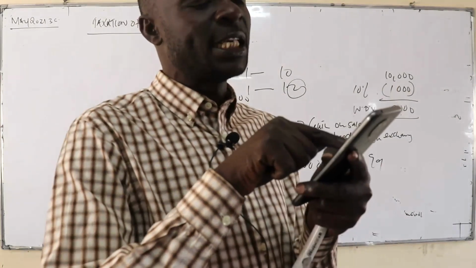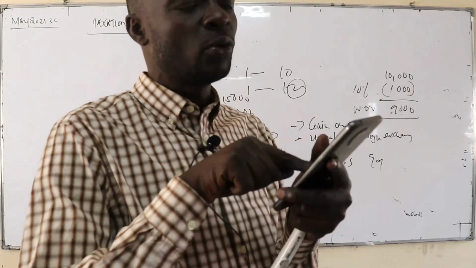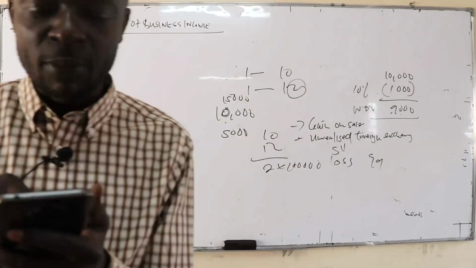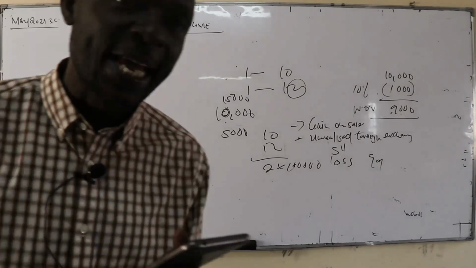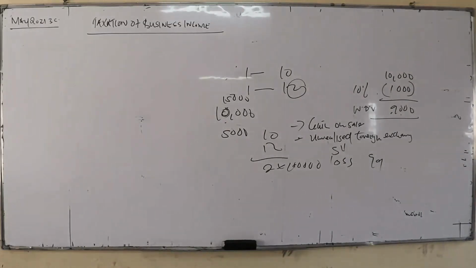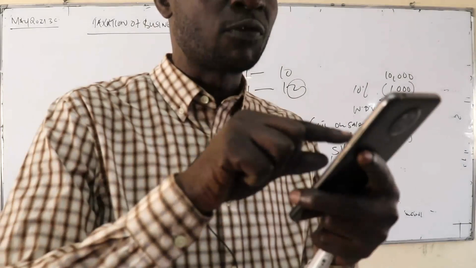They test you on three kinds of business entities. They test you on how to compute the taxable income and the tax for a sole proprietorship business, a partnership business, and companies. Those are the three organizations that they expect you at your level to be able to compute the tax for. So when we talk about taxation of business income, we mean three entities: sole proprietorship, partnership, and companies. Now let us look at taxation of sole proprietorship.